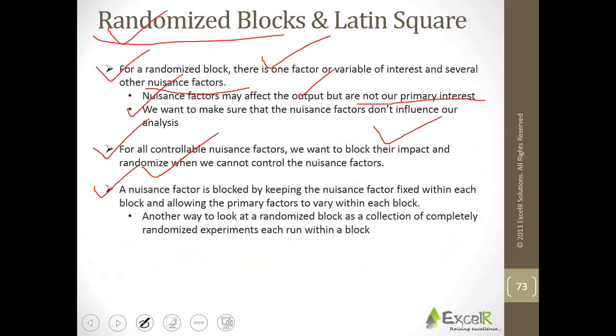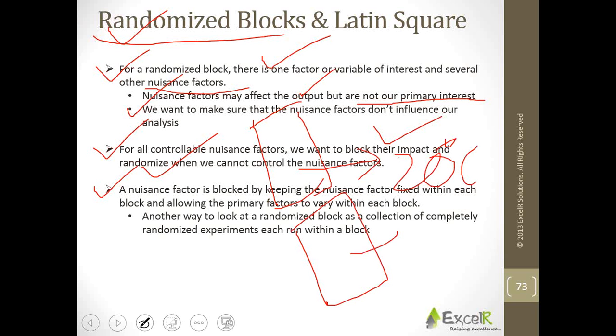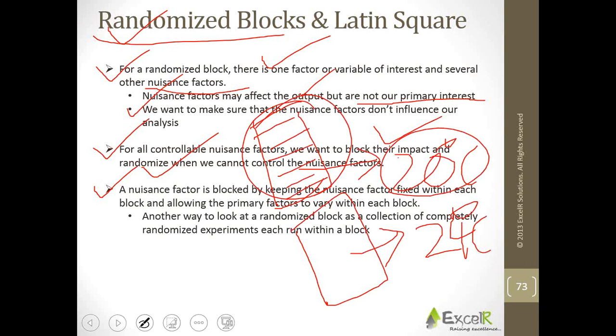Suppose you are running the experiment in 2 blocks. Block means a group of experiments which are run together. Suppose there are 2 blocks. In block 1, I am going to run the experiment with a temperature of 20 degrees. And in block 2, I am going to run the experiment with a temperature of 24 degrees centigrade. But the temperature will be fixed for all of the runs within block 1. It will be 20 degrees. Within block 2, temperature will be fixed at 24 degrees.